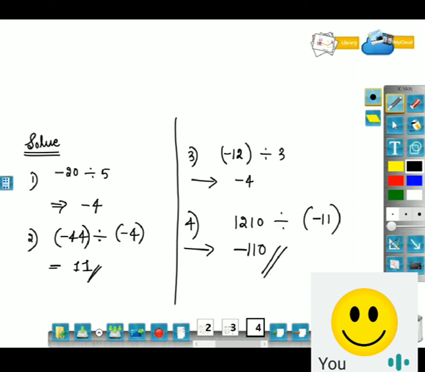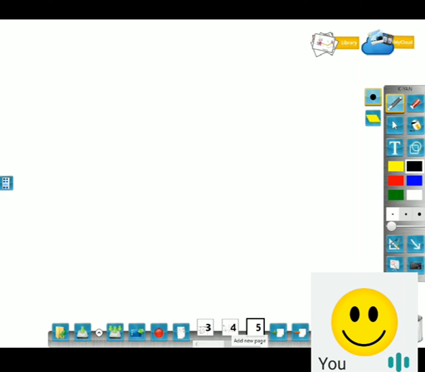Commutative property. Under what? Under division. Okay, fine. So now, commutative property under division.